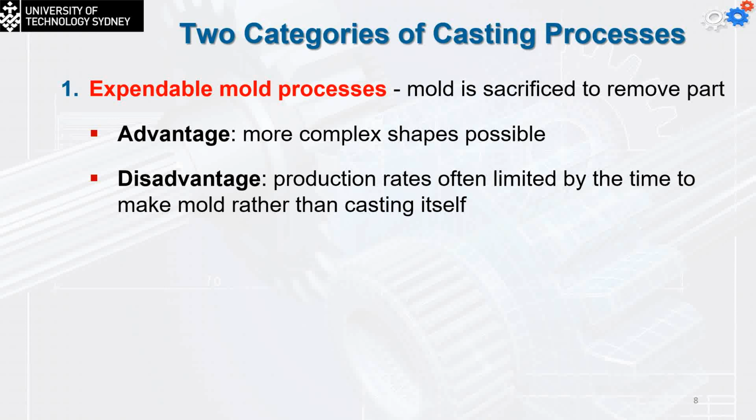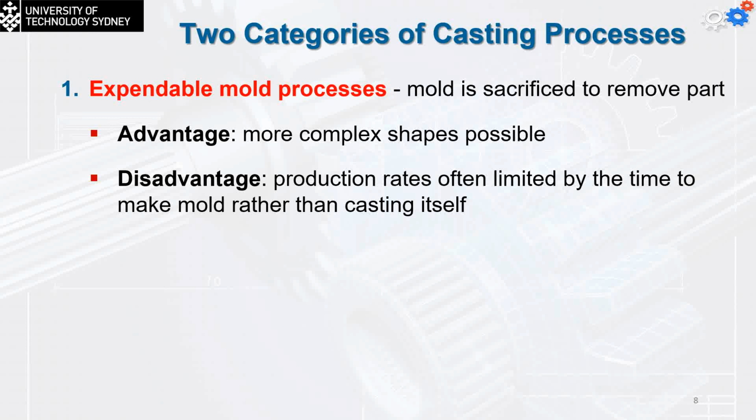Disadvantage is the production rate often limited to the time to make the mold rather than casting itself. You saw the process. We use a mechanical machine to do the compaction for the sand. This makes the process faster, but if we're going to talk about the engine block, you cannot make it the same way.